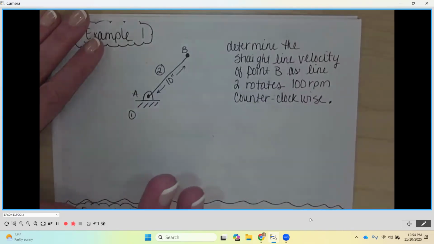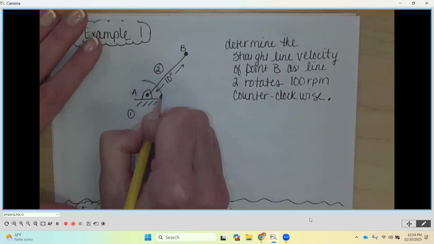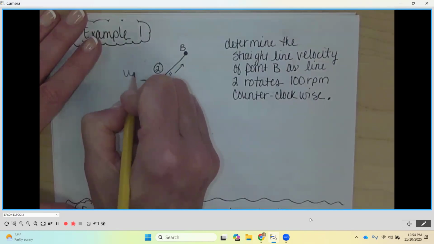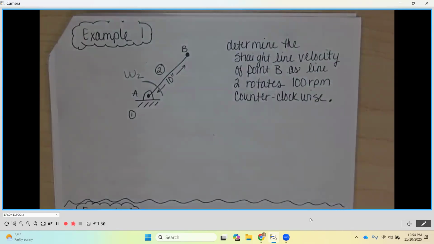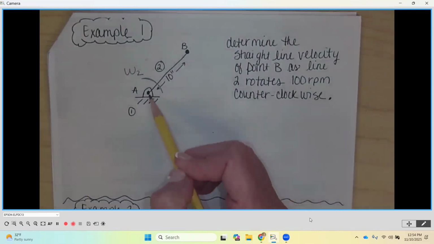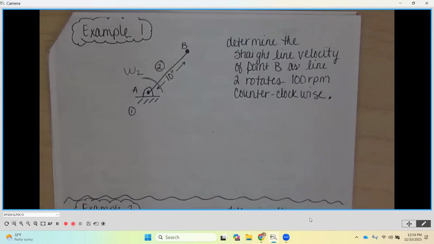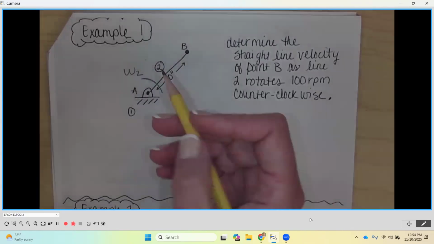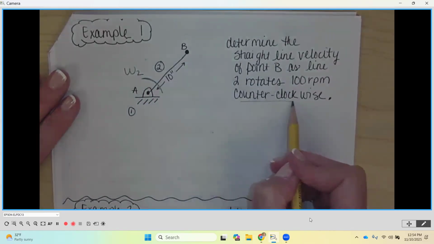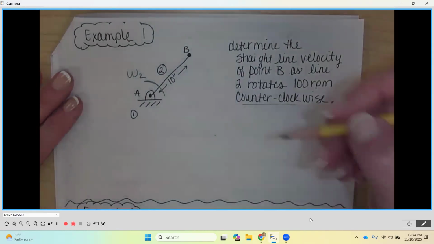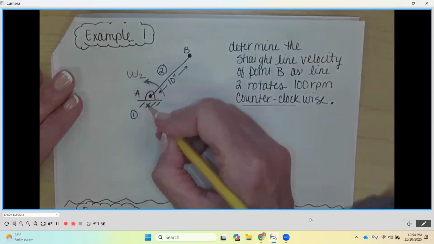So I am going to show my angular velocity as an arc, like this, and I'm going to label it W2. It's the angular velocity of link number 2 here. Now you'll notice that it rotates about a fixed center at point A. Now, I need to put an arrowhead on here. Am I going to show the arrowhead on the left-hand side of my arc or on the right-hand side? Counterclockwise. Yeah, the left side, right? So it's going to be rotating in a counterclockwise direction.